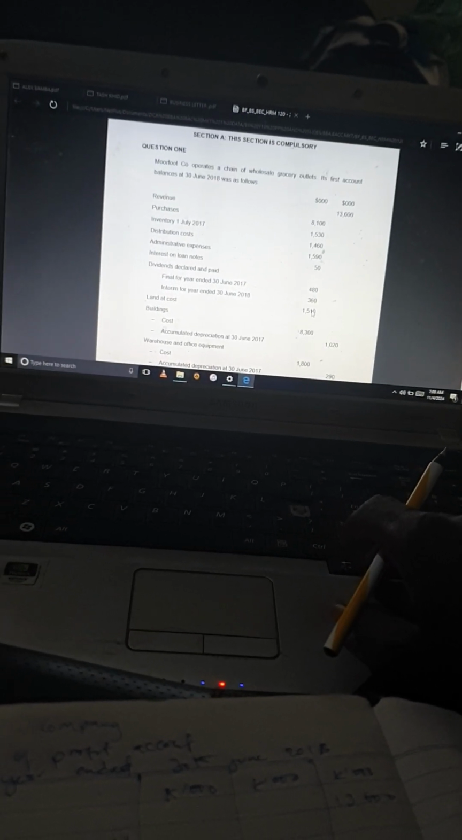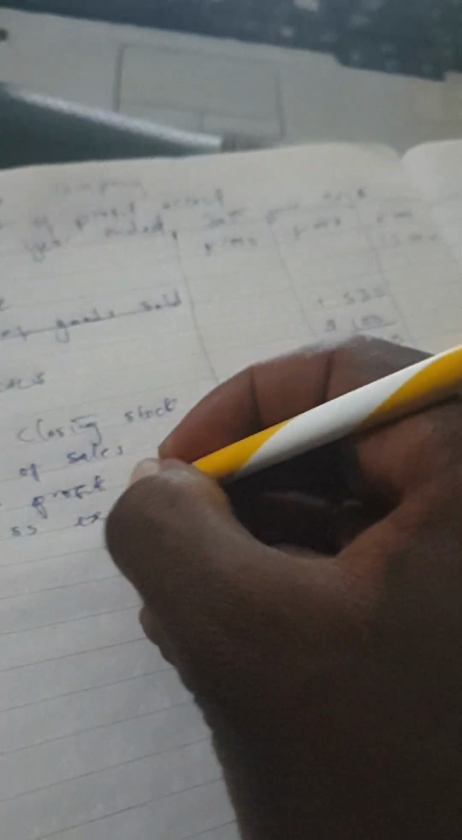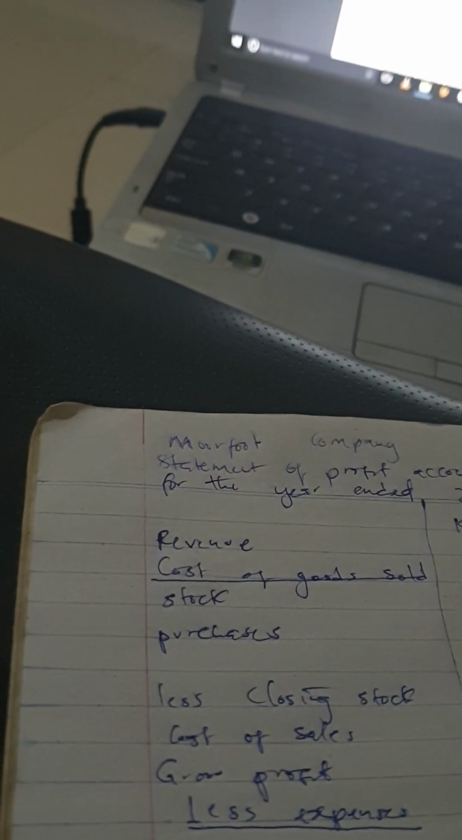So we're going to check through the question if we have any incomes or gains, that is anything that has been received at the end, not receivable but received. So in our case, I think we don't have. Yes, we don't have. So we're going to deduct our expenses. So, less expenses, put a heading. We're going to start with the expenses that are on top.